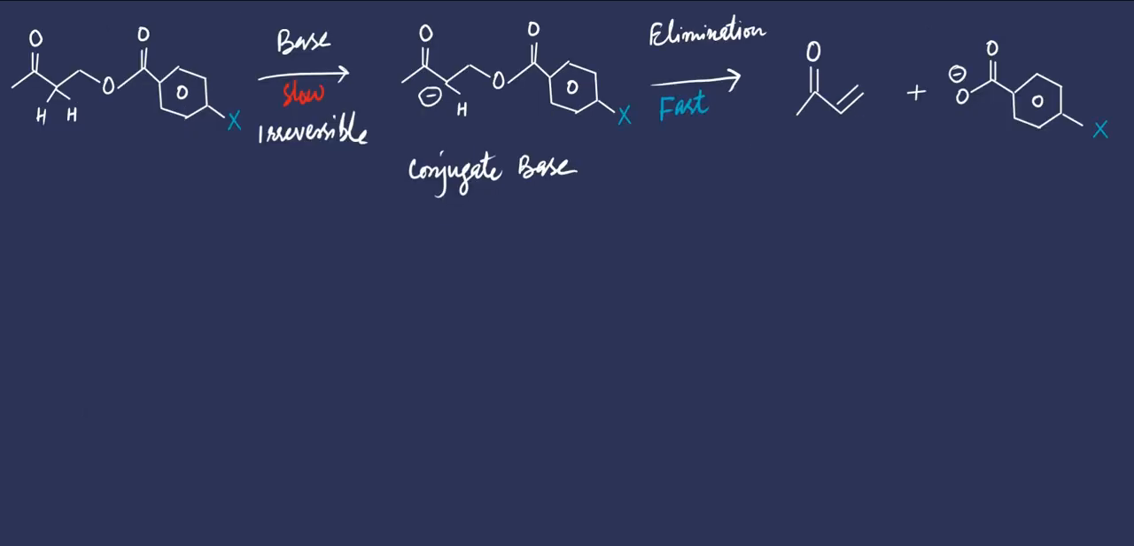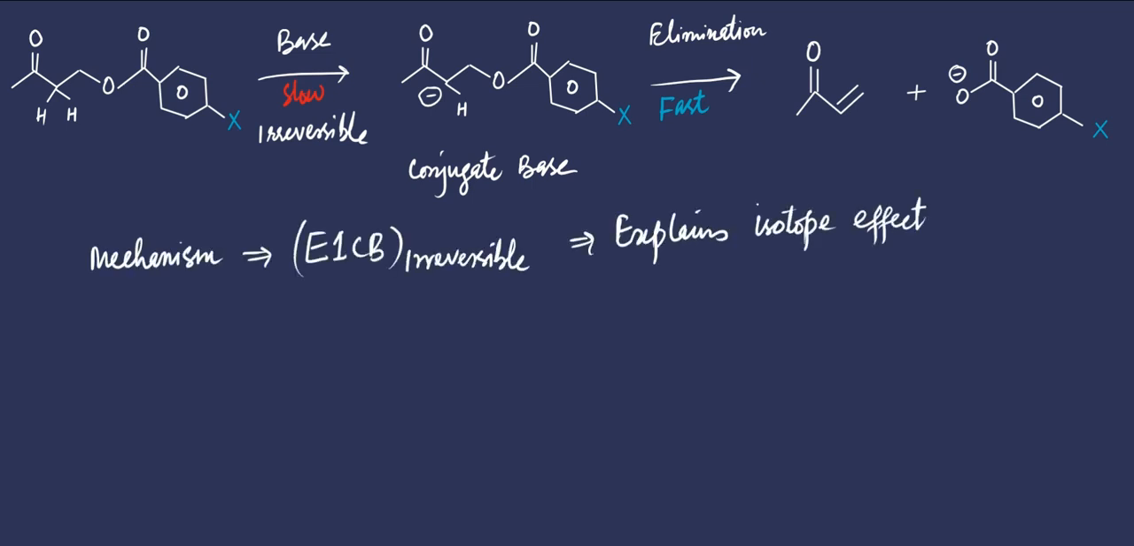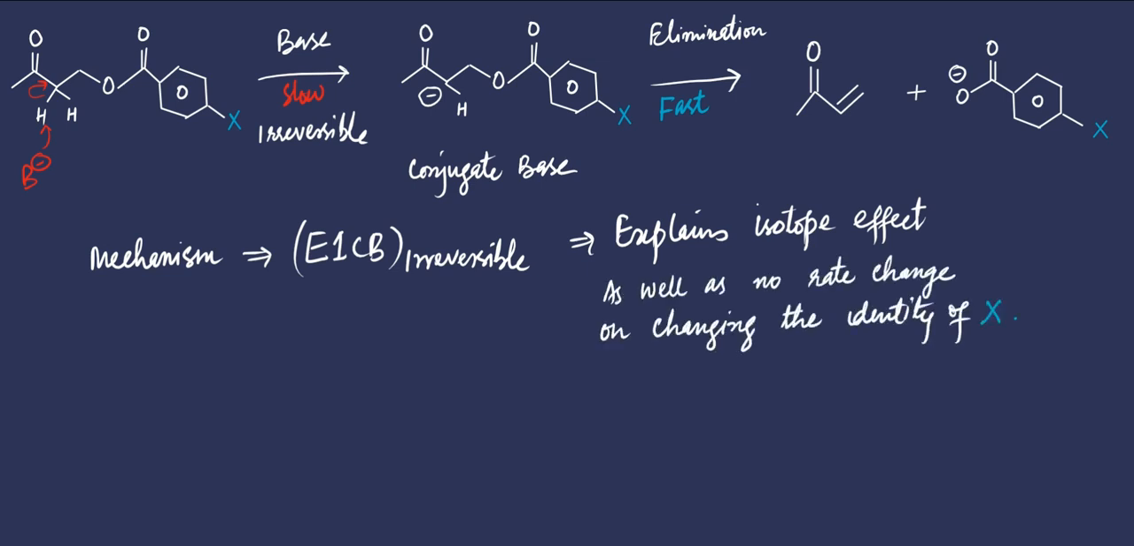Thus, the mechanism is E1cB irreversible, which explains the isotope effect observed, because in the first slow step, base abstracts the acidic proton to form the conjugate base. It also explains no rate change on changing the identity of the X, because breaking the C-LG bond is not the rate-determining step in this case. Breaking the C-LG bond is part of the rate-determining step in the E2. This rules out E2 and confirms E1cB irreversible mechanism.